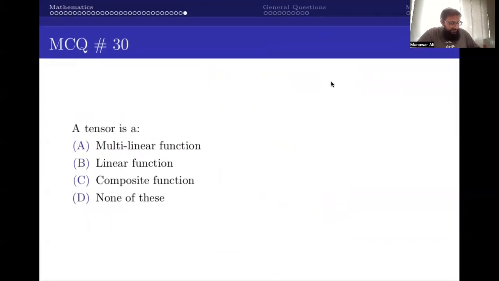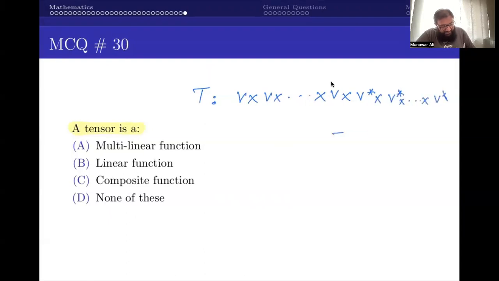MCQ number 30: how do we define a tensor? A tensor is a map, a function or a functional or operator, whatever you say, that takes some vectors and some dual vectors, from vector spaces and dual vector spaces, and maps them to the set of real numbers. So it's always a multilinear function. It means it is linear in each component.